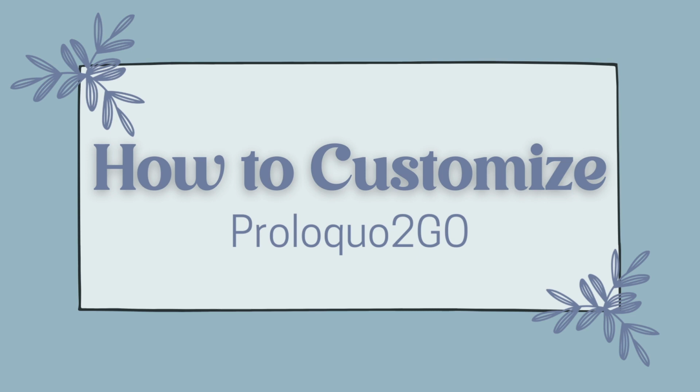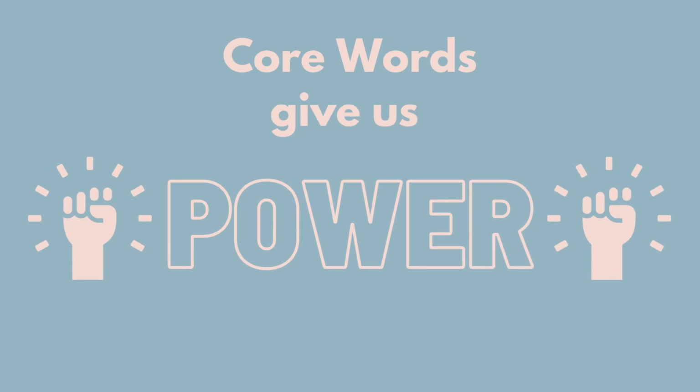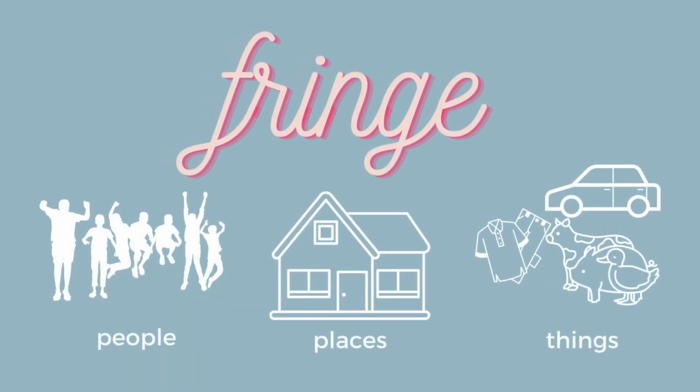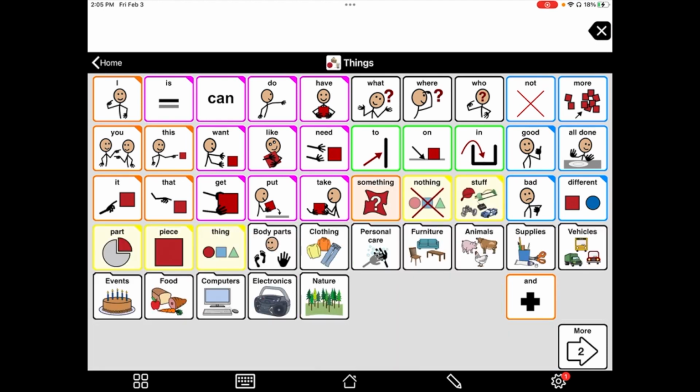Many apps like Proloquo2Go come with lots of great vocabulary already programmed in. We already have a robust selection of both core words and fringe words. Remember that core words are the words that give our language power. Most of our highly used core words are available on the homepage here. Fringe words are nouns. This setup has a wide variety of fringe words on each of these folders down at the bottom. See, we have lots of different nouns in our system.